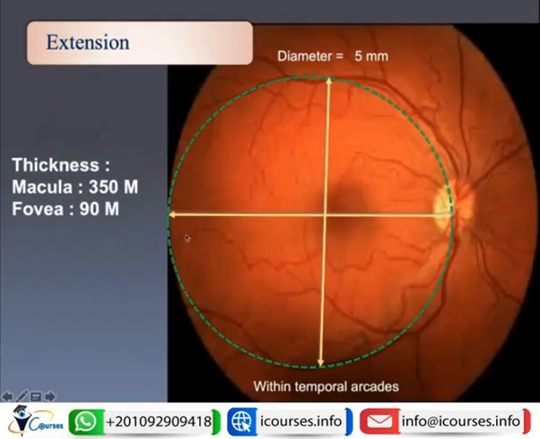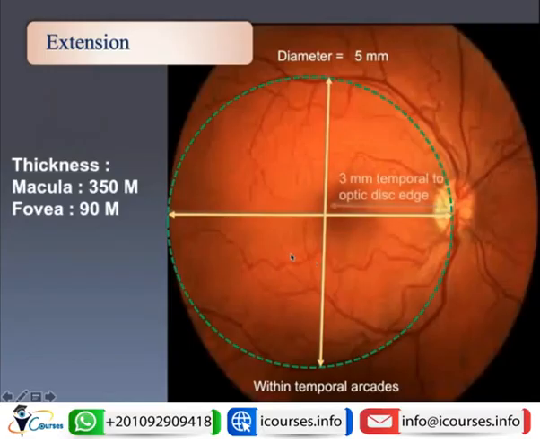It's a central round or oval area of about 5 millimeter in diameter in its vertical diameter and its horizontal diameter that lies within the temporal arcades. This is called the superior temporal arcade, and this is called the inferior temporal arcade. The area between both of them is called the macula lutea.